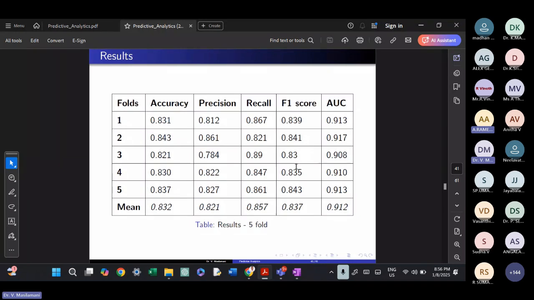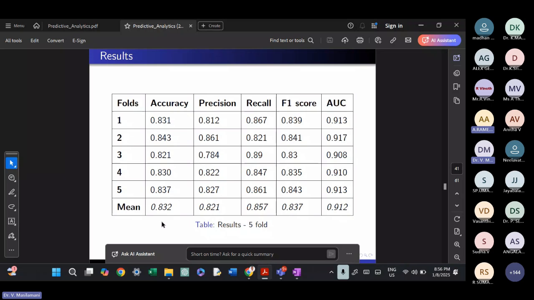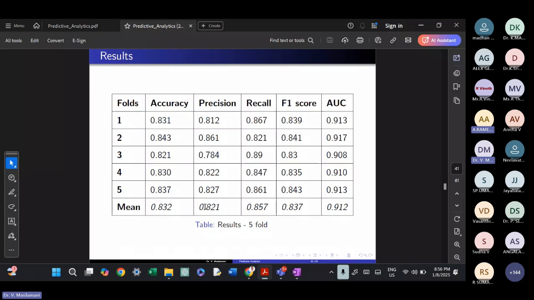So the results that are obtained are shown here. And when we make one-fold validation, we got accuracy, precision, recall, AUROC like this. Two-fold this, three-fold this, and so on. And we took the average of all these accuracies, precision, recall, we get this much. So since AUROC is 0.912, you can say that the model is performing well.